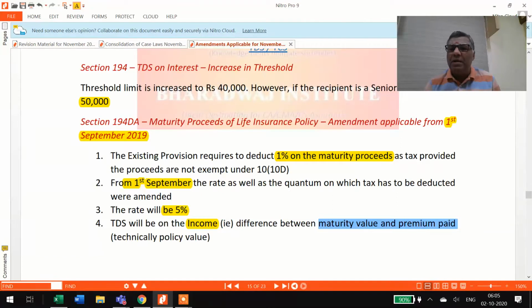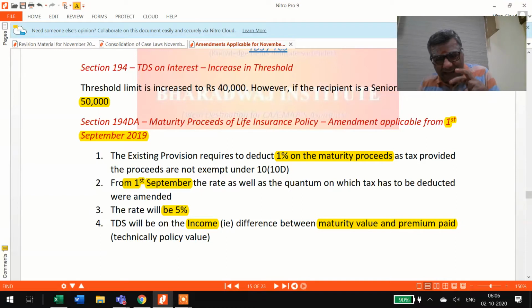Technically, they will not give back the premium paid. Technically, policy value is the value up to which you will be paying premium. So the difference between maturity proceeds and premium paid, you take that as the income, on which the rate will be 5%.